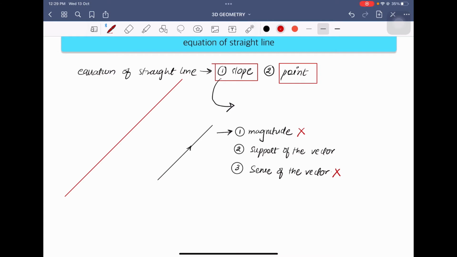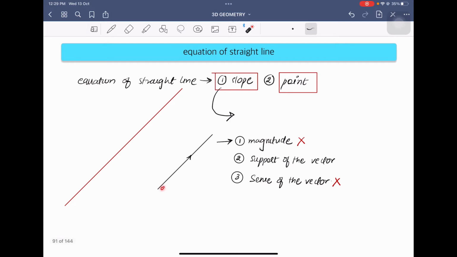Okay, so basically what we are saying here is that we will take any vector which is parallel to the line. Now the line does not have any direction, right? Line does not have any direction. It is simply a line. But on the other hand, a vector will have a sense, either this or this, right? So this sense will not matter when we are talking about a line.